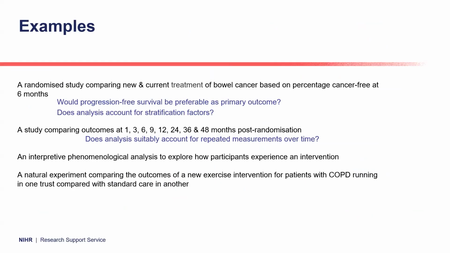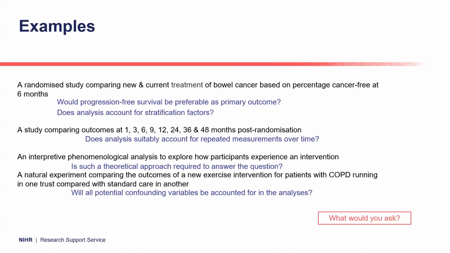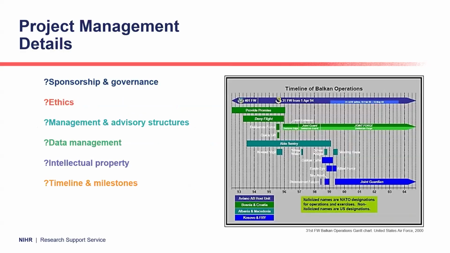An interpretive phenomenological analysis to explore how participants experience an intervention. Is that kind of theoretical approach required to answer the question? And a natural experiment comparing the outcomes of a new exercise intervention for patients with COPD running in one trust compared with standard care in another. Will all potential confounding variables be accounted for in the analysis? As I say, if you can design out confounding, excellent. If there are issues that remain, you have to deal with it in the analysis as best you can.